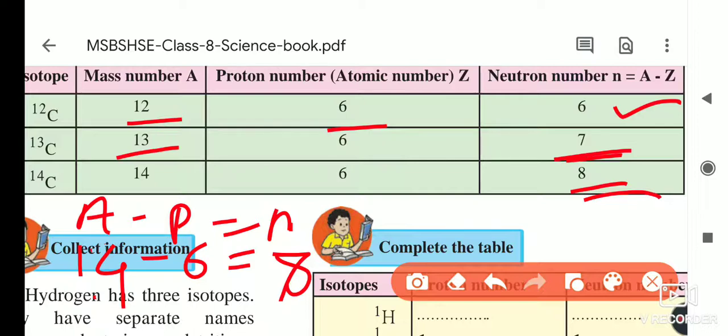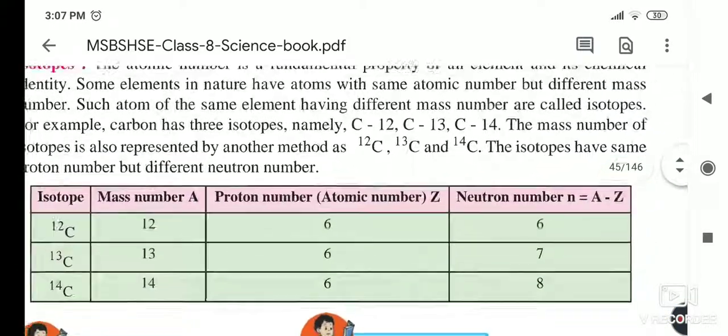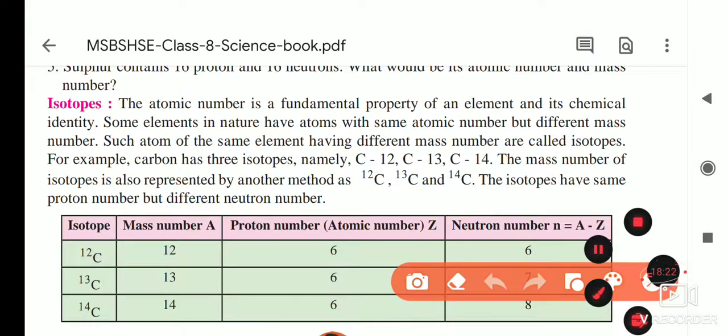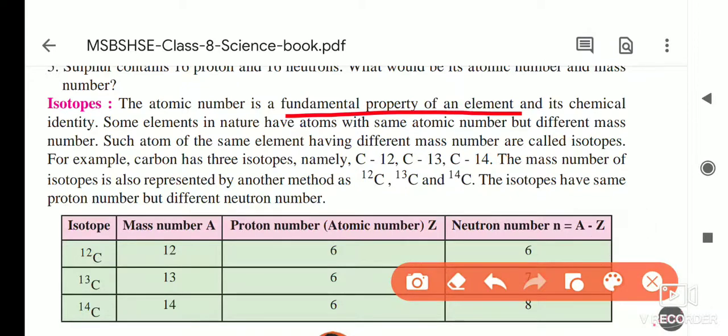So from this what we understand is that the atomic masses are different. The number of protons is the same everywhere, but the number of neutrons is different. Then these are called isotopes, and carbon 12, carbon 13, carbon 14 are the isotopes of carbon. They have the same chemical properties but different physical properties. The atomic number is the fundamental property of an element and its chemical identity.